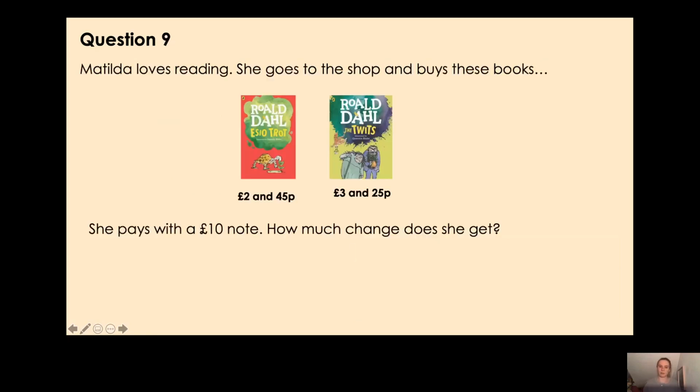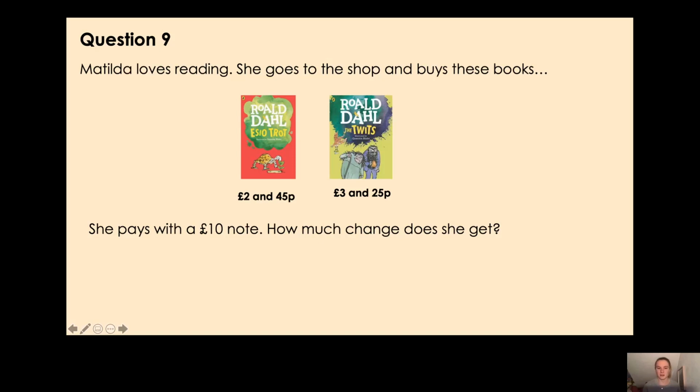Okay, next question. This is a tricky one because there are 2 parts to this. Matilda loves reading, as we know. She goes to the shop and buys these books. She pays with a £10 note. How much change does she get? So we're thinking back to when we learned about money now. So pause the video and have a go.